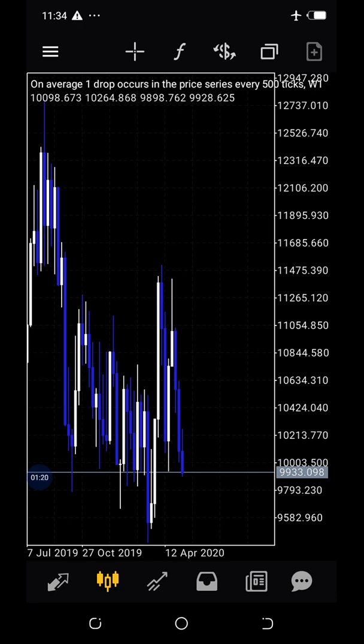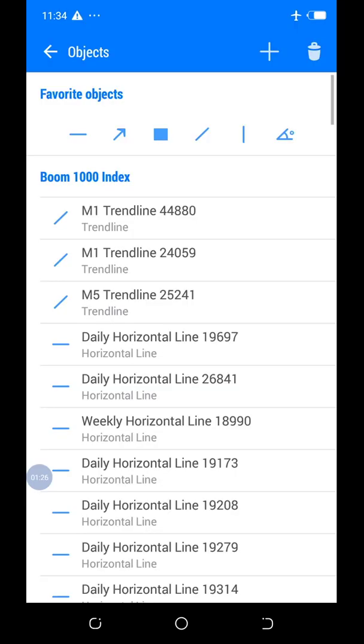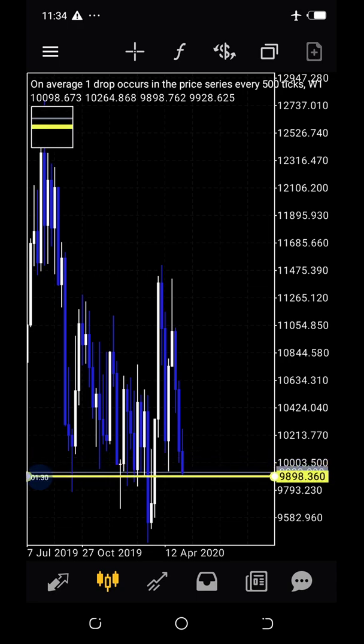Oftentimes the main way they told us is just to see the wicks. For example, you check out the areas where there is a strong rejection, like here. As you can see, this area has strong rejection. You can see a lot of hammers there and the like.